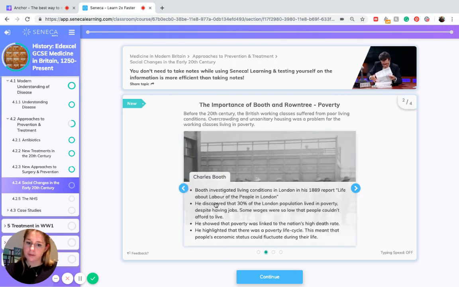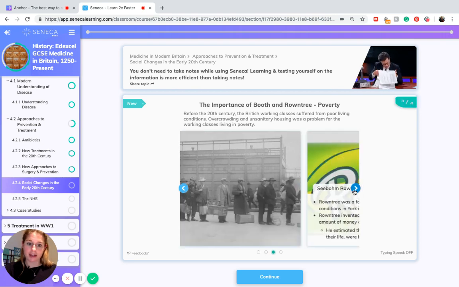Charles Booth. So Booth investigated living conditions in London in his 1889 report, Life and Labour of the People in London. He discovered that 30% of the London population lived in poverty, despite having jobs. Some wages were so low that people couldn't afford to live. He showed that poverty was linked to the nation's high death rate, and he highlighted that there was a poverty life cycle. This meant that people's economic status could fluctuate during their life.